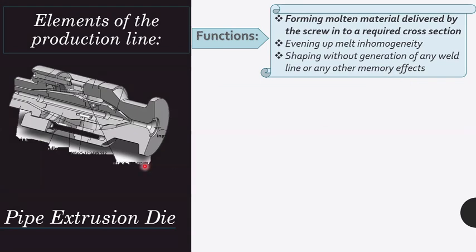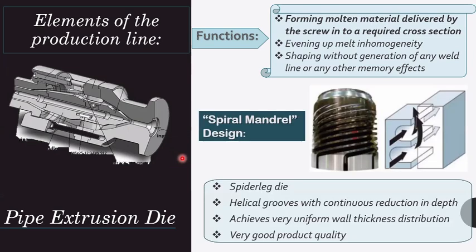So here is the cross section of the interior of a pipe extrusion die, and one of the established die designs is the spiral mandrel. This die design includes helical grooves with continuous reduction in depth. And this figure shows a spiral distributor and its operating principle. This die design can achieve very uniform wall thickness distribution and ensures very good product quality.